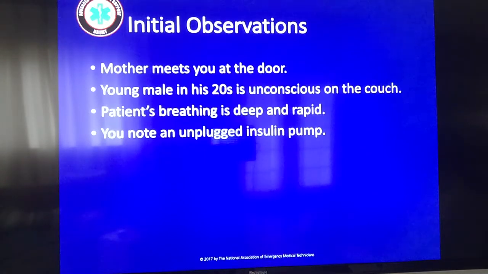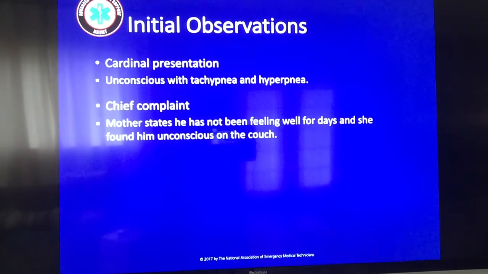So we have a 20-year-old unconscious, breathing deep and rapid, and an unplugged insulin pump. So this person was on a pump that's more continuous, that monitors and regulates the glucose level and secretes insulin over time. It seems like the pump is not connected, so let's continue and see what else is going on here. A little tachypnea, deeper breaths, and he hasn't been feeling well for days.